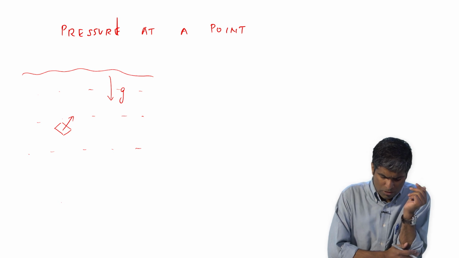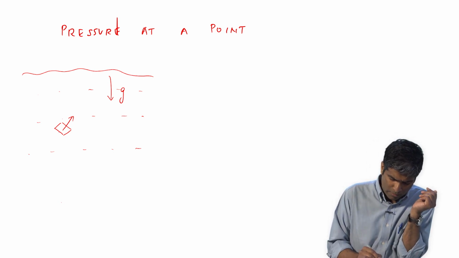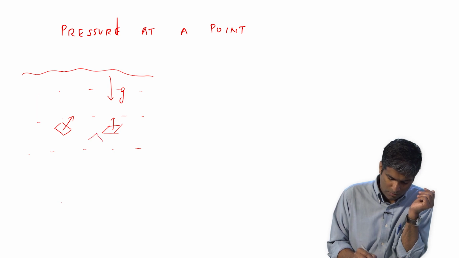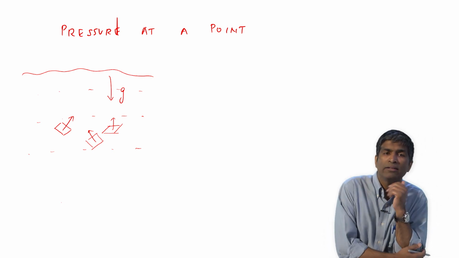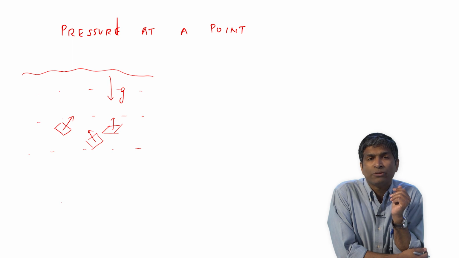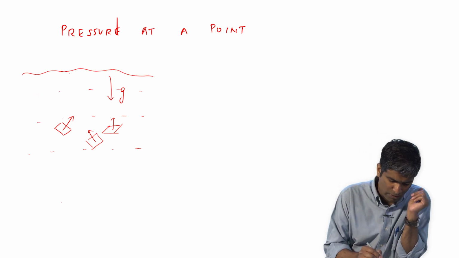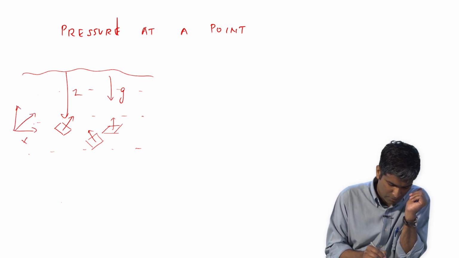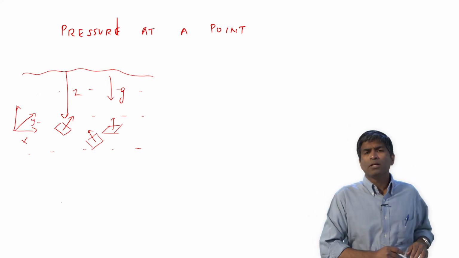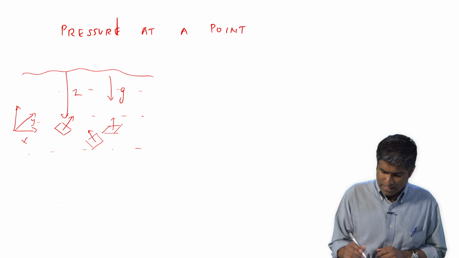The first question I'd like to answer is, what if I had this angled this way versus angled this way versus angled this way? Is there an angle dependence? How does the pressure vary with respect to the angle of orientation of the surface? And how does it vary with respect to the depth and the XY location, and so on? So let's just tackle the angle dependence first.